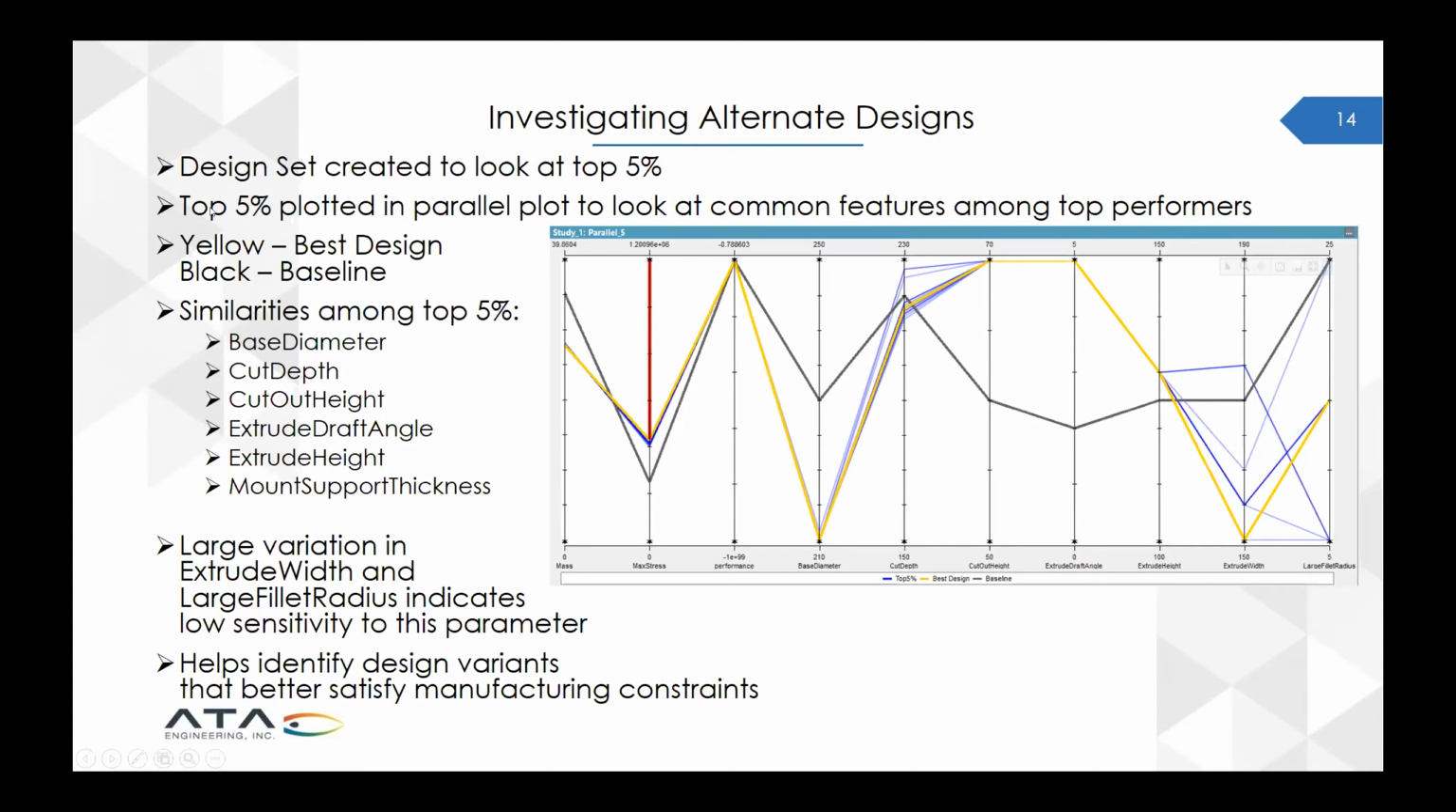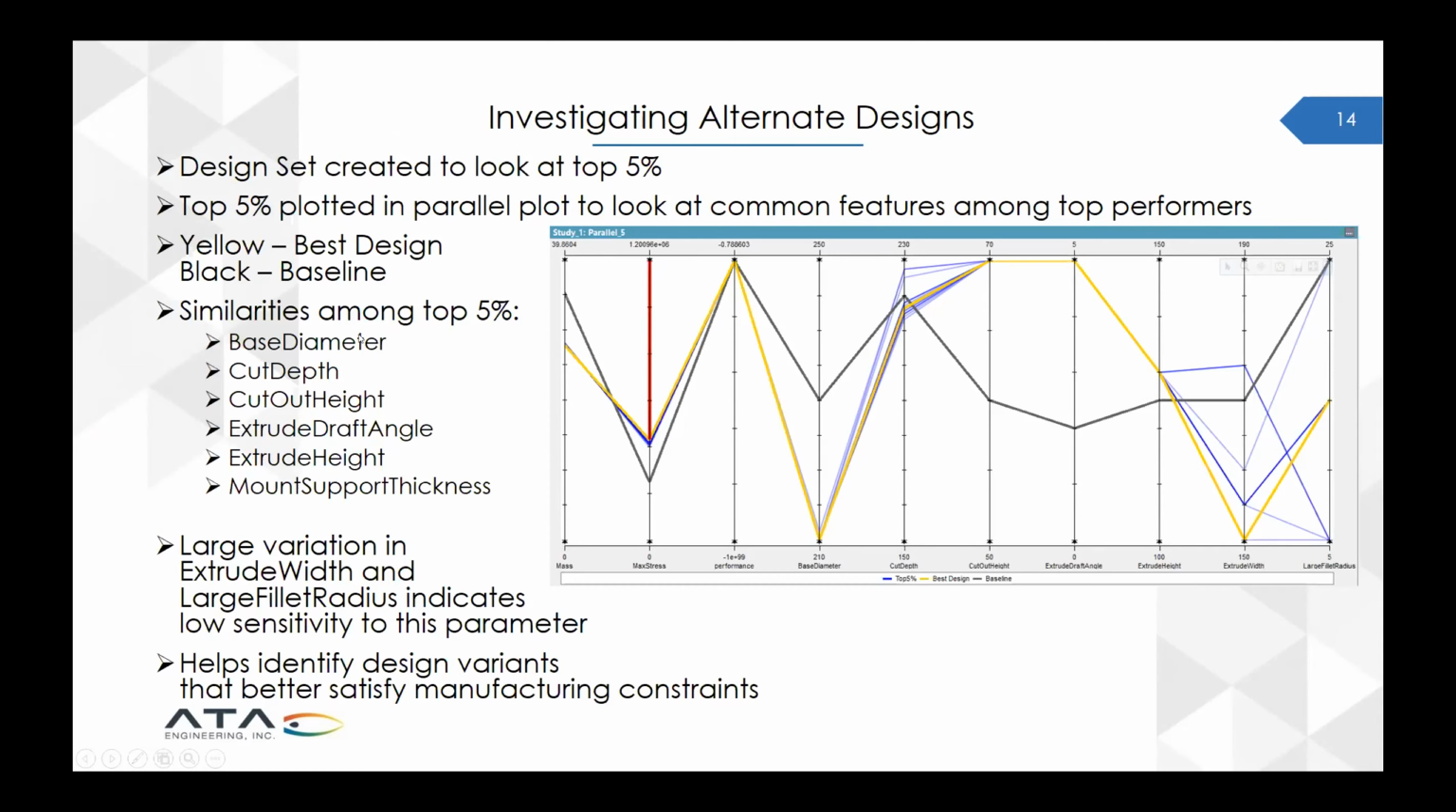And so what I've done here is I've taken the designs that are all within 5% of the best design, and I say, okay, I want to see their similarities. Maybe the designer is looking for a design that is under specific manufacturing constraints that the best design may possibly not meet. He can search this family of designs that are very similar in terms of their resulting mass, but might have different parameters that meet the manufacturing constraints.